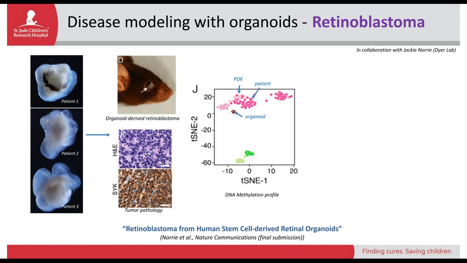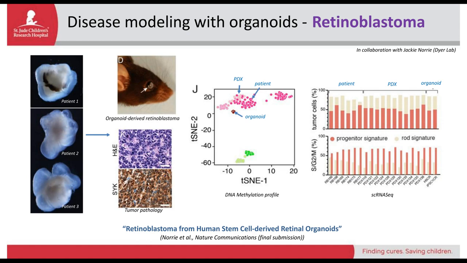They also looked at the DNA methylation profile in these organoid-derived retinoblastomas, and they found that the organoid tumors clustered with the patient's tumors and the xenografts. They also did single-cell RNA-seq on these retinoblastomas and found that the organoid-derived tumors, again, look remarkably similar to the patient-derived tumors as well as the patient-derived xenografts with regard to cell type identity and proliferation. We are about to publish this work. It's in the final stages of submission.